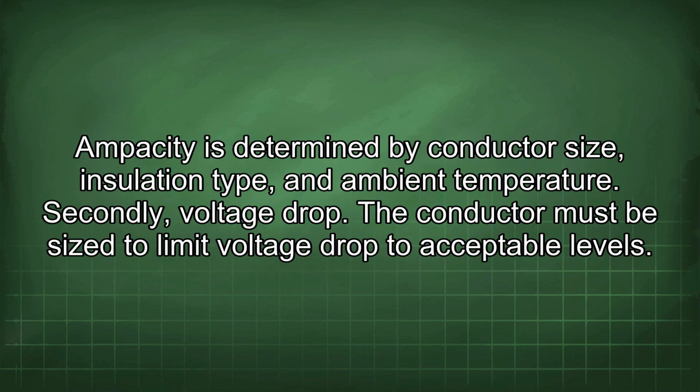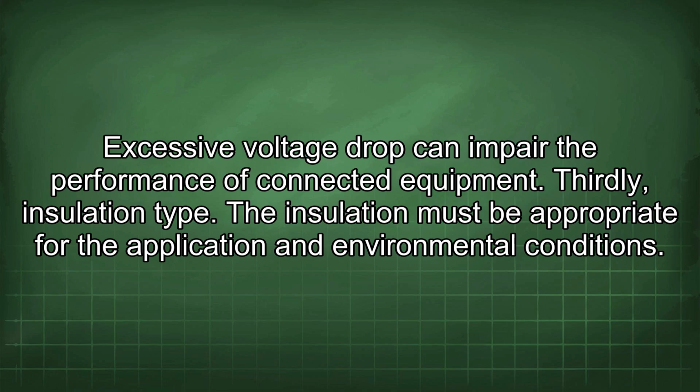Ampacity is determined by conductor size, insulation type, and ambient temperature. Secondly, voltage drop. The conductor must be sized to limit voltage drop to acceptable levels. Excessive voltage drop can impair the performance of connected equipment. Thirdly, insulation type. The insulation must be appropriate for the application and environmental conditions.